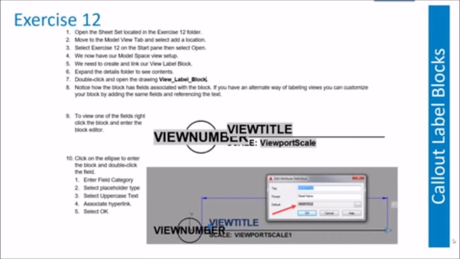We are now up to exercise 12. We're actually going to view the callout label blocks, the view label block that is used to bring in those views that we created in model space via an XREF into our drawings. We're going to look at the view label block, the attributes, the properties, and how it has a sheet set placeholder, and then we're going to place the north topography, south topography, and the pond into our civil drawings. We're going to place details into our detail drawings and the architectural into our architectural drawings.